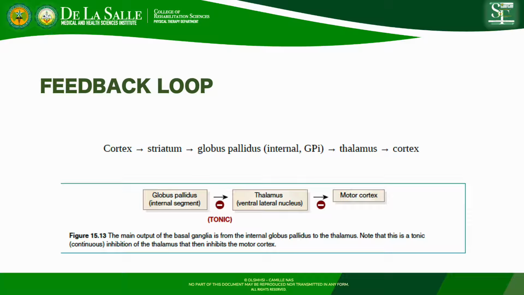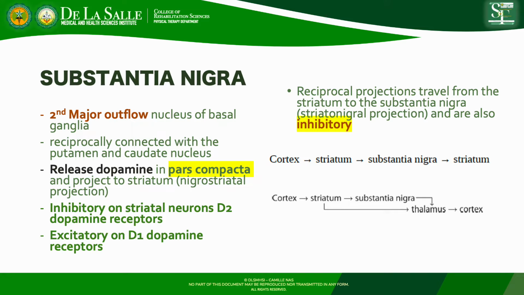The indirect will need the help of the other nuclei that I've mentioned earlier, which are not part of the basal nuclei structure but play a role in the function of the basal nuclei. And those are the subthalamic nuclei and the substantia nigra. So those are the two structures forming the indirect pathway. And because I've mentioned it, let's talk about substantia nigra.